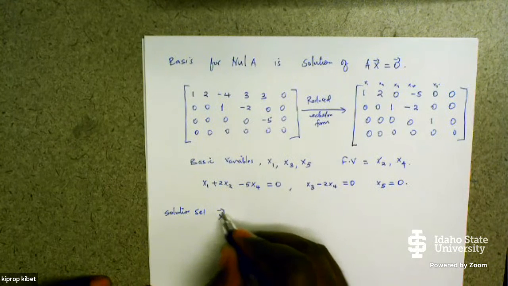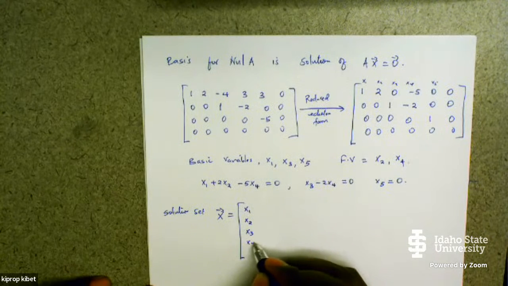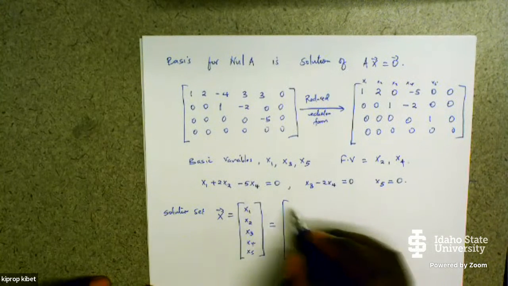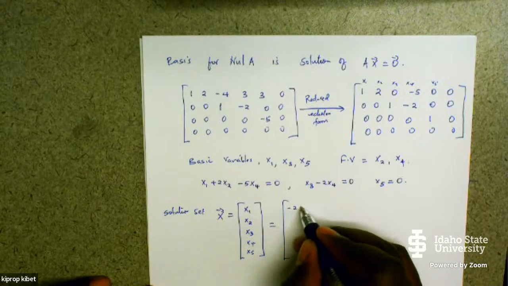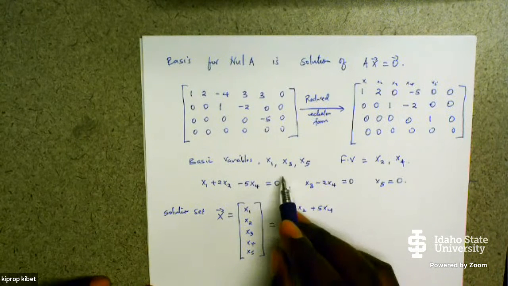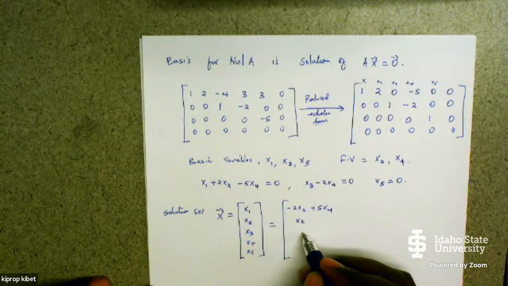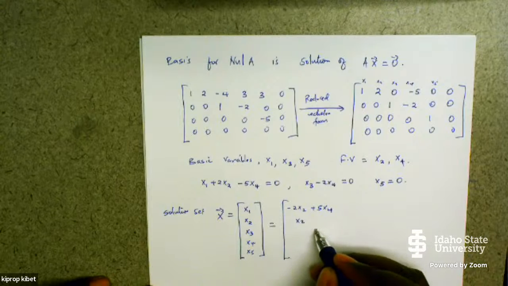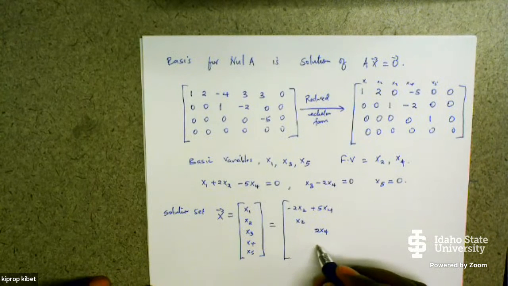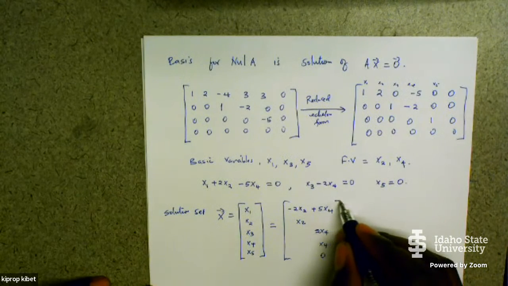will now be x equals x1, x2, x3, x4, x5, which equals: x1 is, you take it to the other side, minus 2x2 plus 5x4. x2 is a what? Free variable. So x2. x3 is 2x4, right? And then x4 is a free variable, x4. And then x5 is 0.